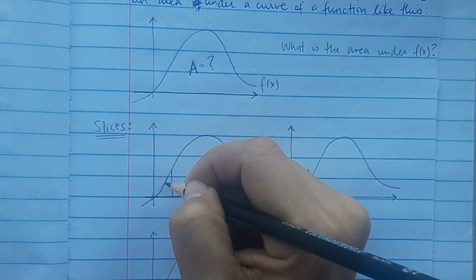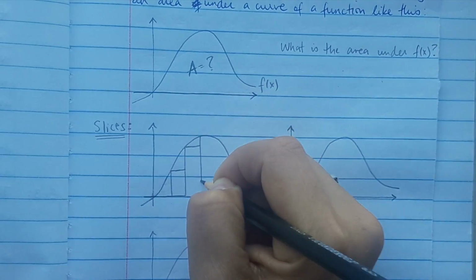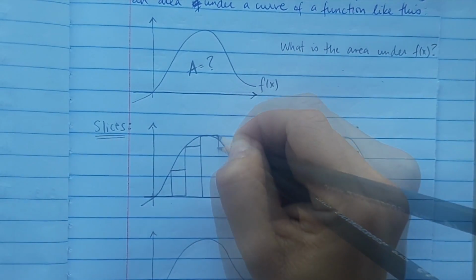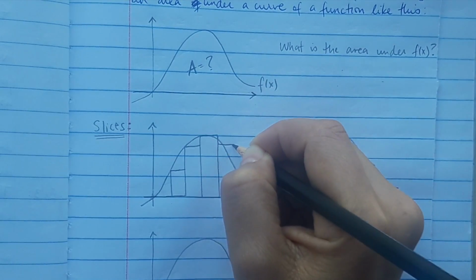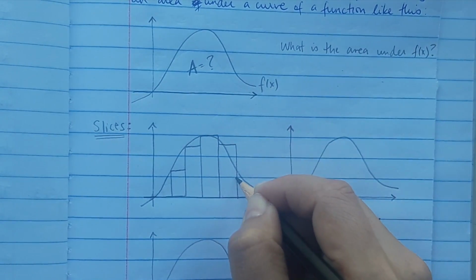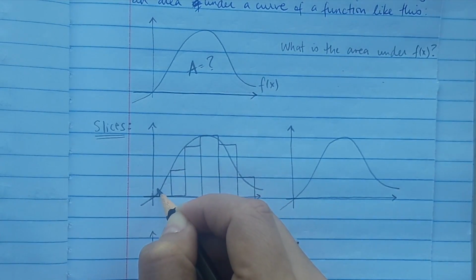Alright, so there's something called slices. What it means is you take equal amounts of slices and make rectangles, because we know how to find the area of a rectangle. So if we know how to find the area of a rectangle, we can approximate the area of the curve by filling the curve with these equal sizes of rectangles. So fill the curve with equal sizes of rectangles.